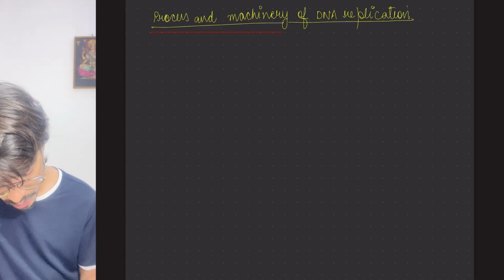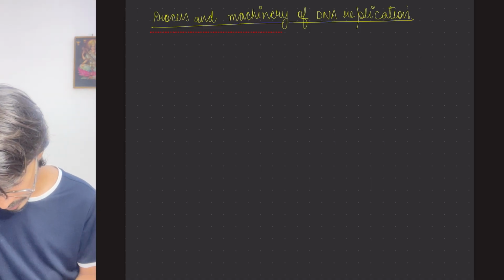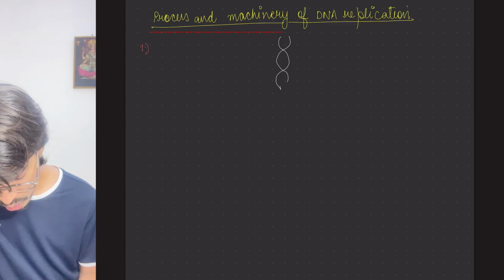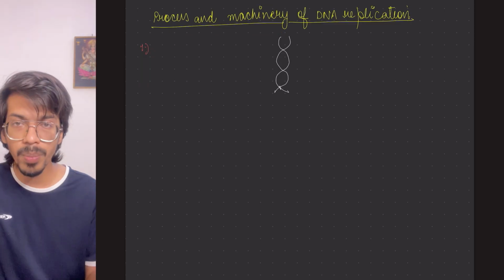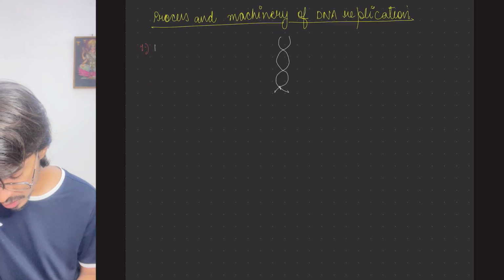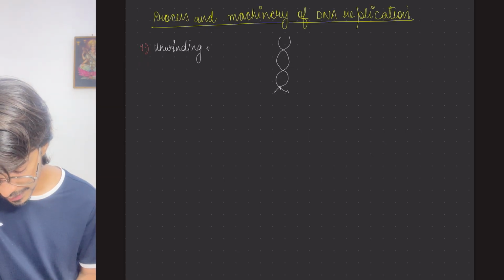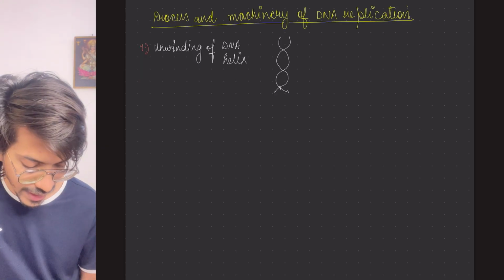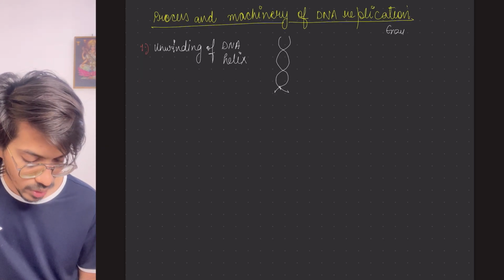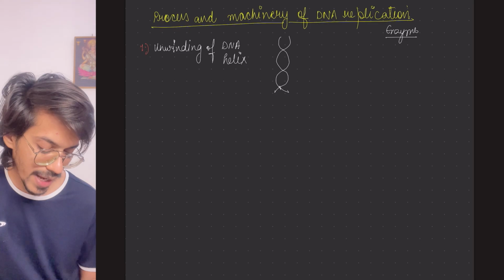Starting with your DNA, it is a double helix. So that DNA is in the helical form like this. To start the process, we have to open it. So the first step would be unwinding of the DNA helix. Who will do this? We have to remember the enzyme. The enzyme is helicase.